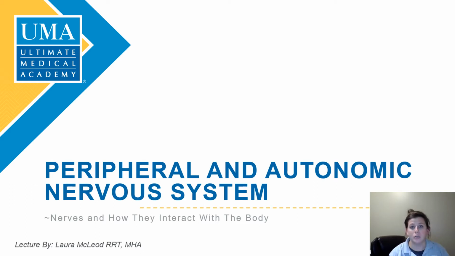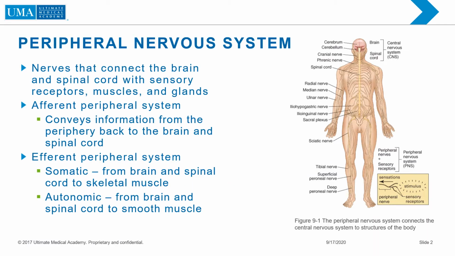In this lecture, we'll be going over the nerves and how they specifically interact with the body. First, let's discuss what periphery actually means. In talking about the body, periphery means the part that is away from the central or core of the body. So, anything that is outside of the central nervous system or outside of the brain and spinal cord would be considered the peripheral nervous system.